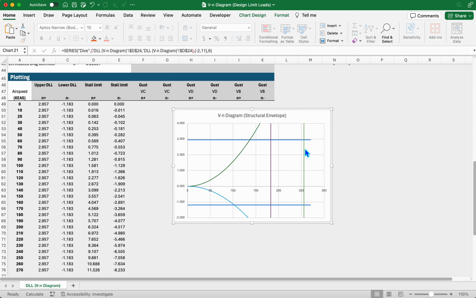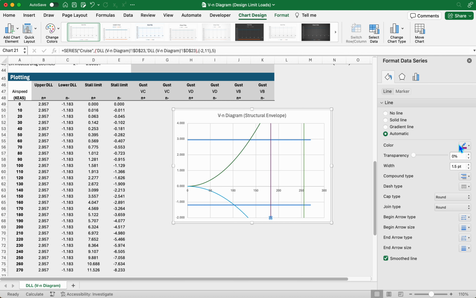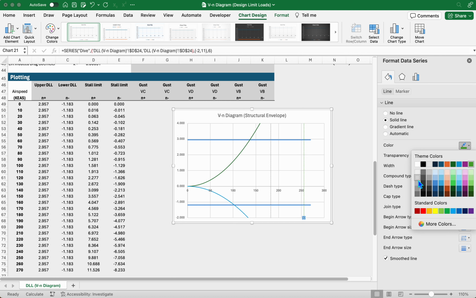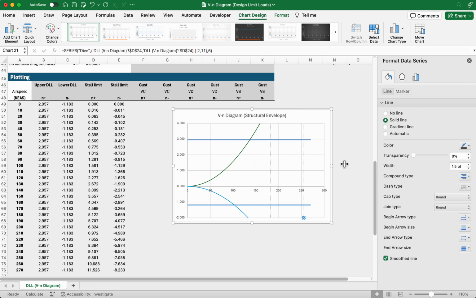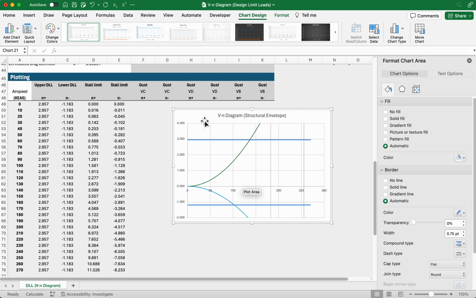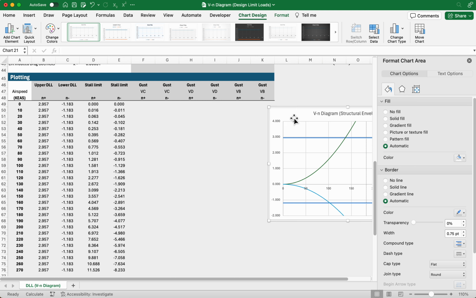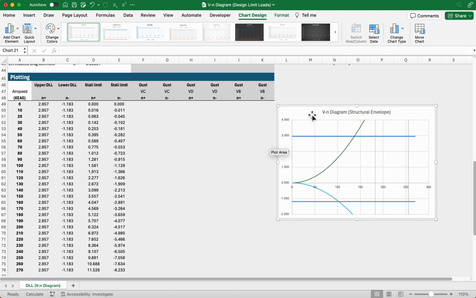I'm going to change the color of these. I'll just make them faint, maybe a bit darker than that. And I'll make them dotted lines so we just see where our cruise speed is and our dive speed. So we're starting to build up our diagram. We can see our limits, and we need to add our gust lines. So I'll move this over here and we'll look at our gust lines.